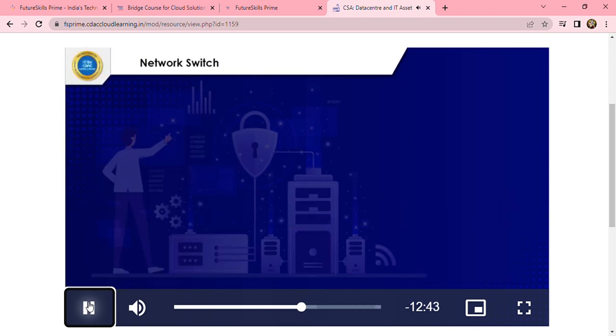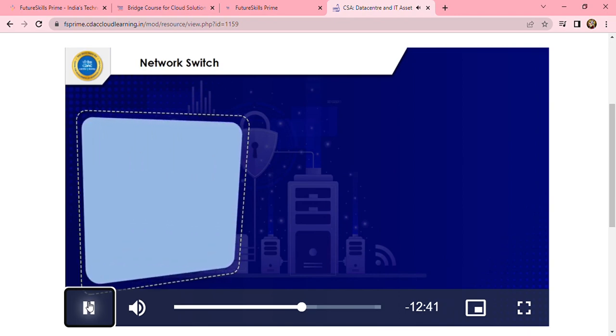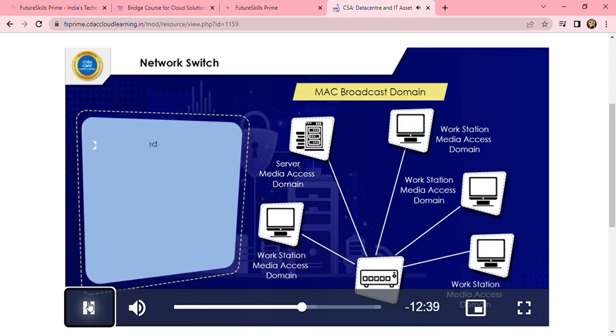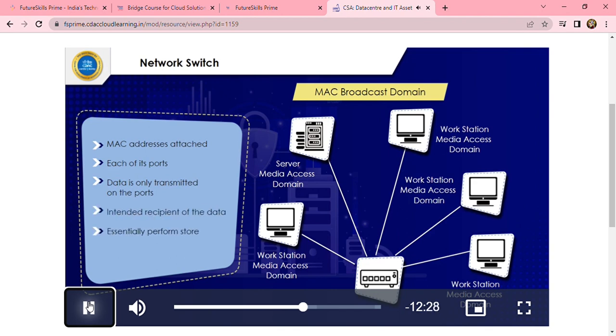Network switch. A switch is a networking device that keeps track of MAC addresses attached to each of its ports, so that data is only transmitted on the ports that are the intended recipient of the data. Switches essentially perform a store and forward function.